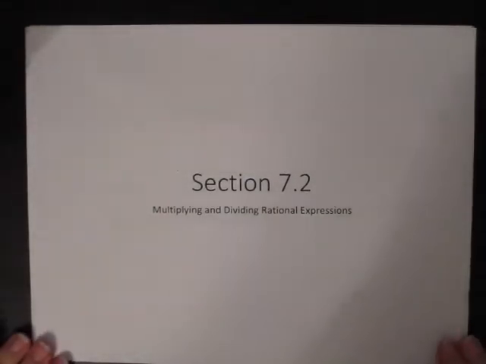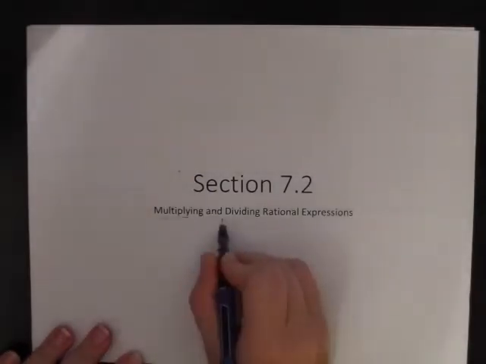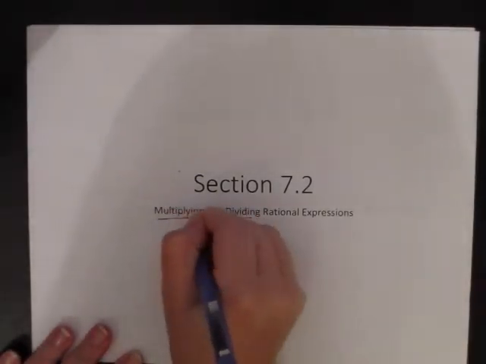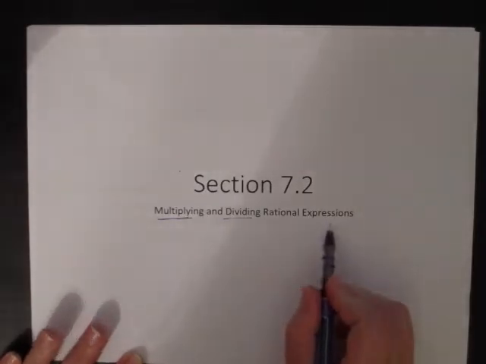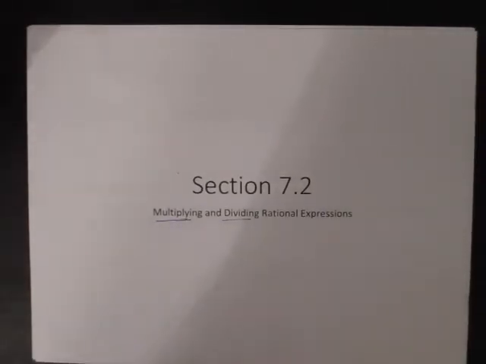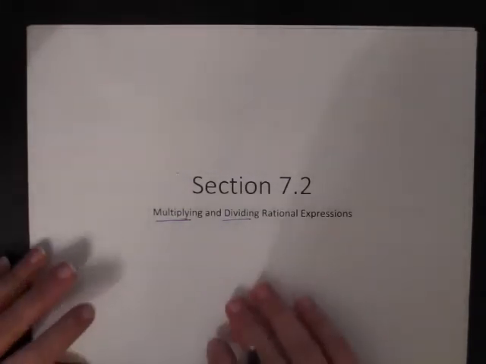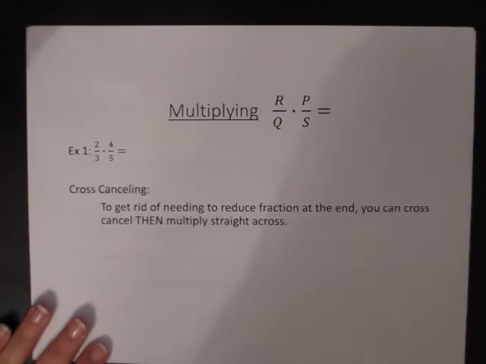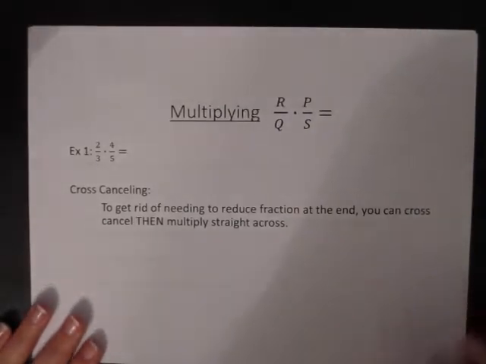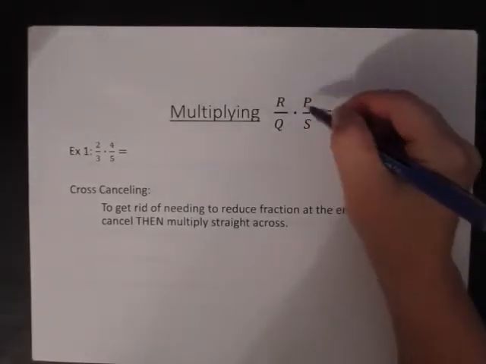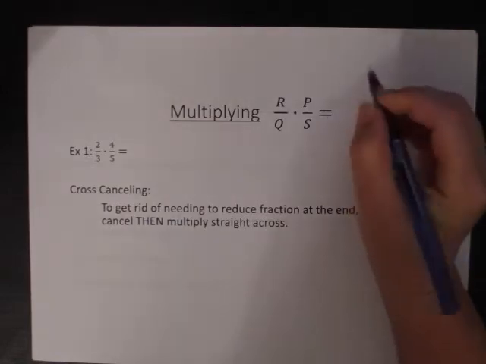Alright guys, so now what we're going to do is look at 7.2. We're going to be multiplying and dividing rational expressions. Remember, the difference between a rational expression and a fraction is that in a rational expression you see terms, like x values or variables.